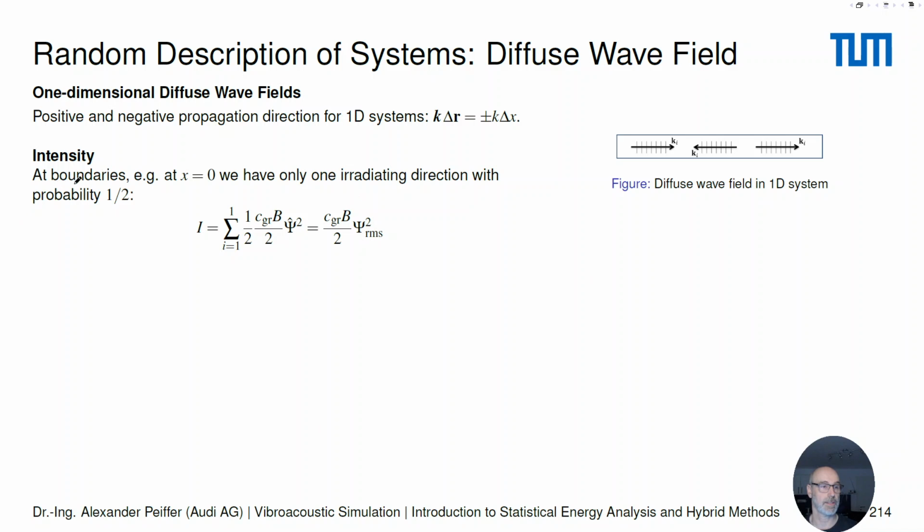So we start with the intensity. At one boundary, it's obvious that there's only one direction where the irradiation could come from. It's a one-dimensional system, making it simple. So that means we just have to sum up one option, and this gives us this expression here. So the intensity is the root mean square expression in our wave field times group speed, the constant b, and half. So what does it mean? That means the intensity is half the intensity of the free field with a similar RMS amplitude.